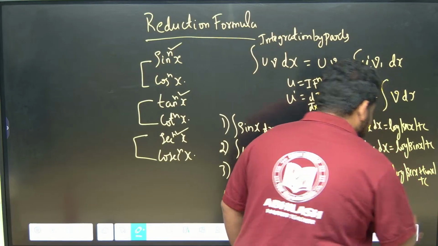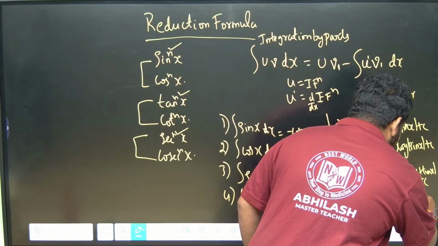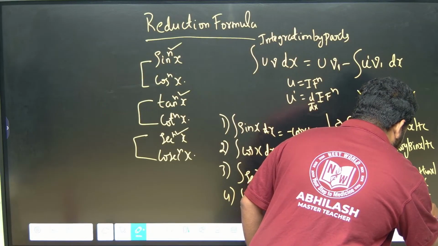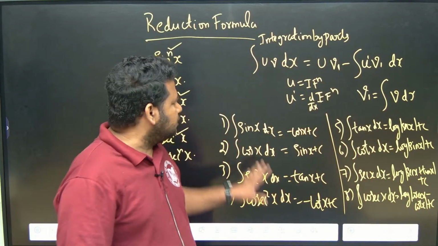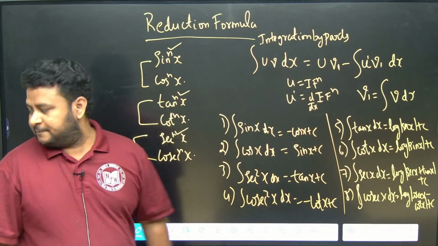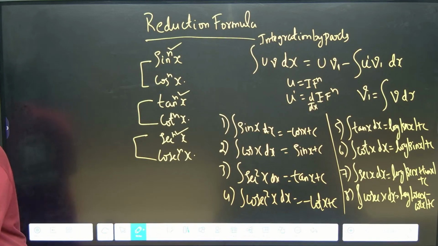If you talk about cosec x, it is log cosec x minus cot x plus c. So these are the fundamental formulas which you must be knowing to solve the questions on reduction formula, friends.